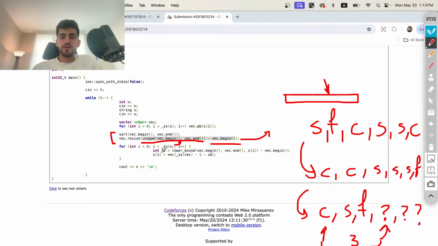And then I have a for from 0 to size of S, and I just say that id is equal to lower bound of vector begin, vector end and S of I. And then I say that S of I now turns into vec of size of vec minus 1 minus id. It's exactly the mirrored elements of the vector.